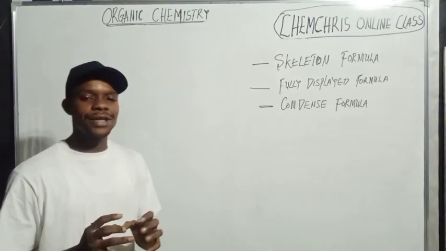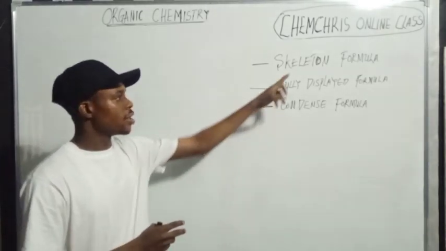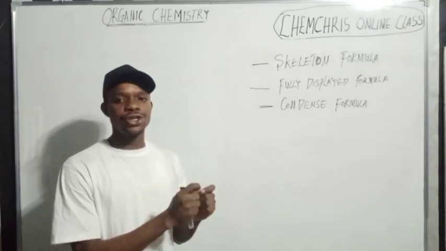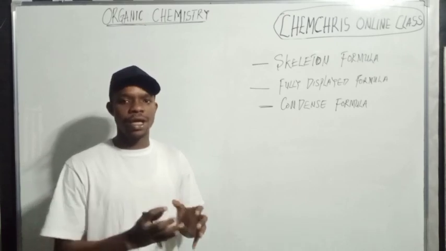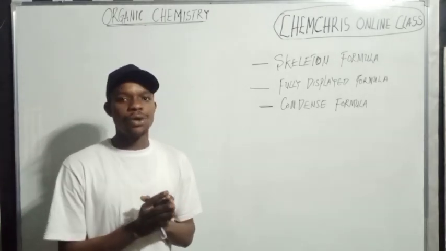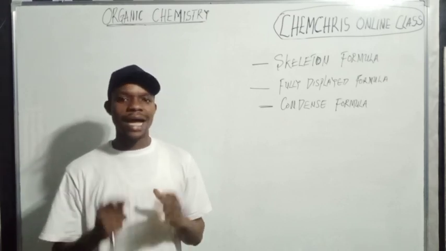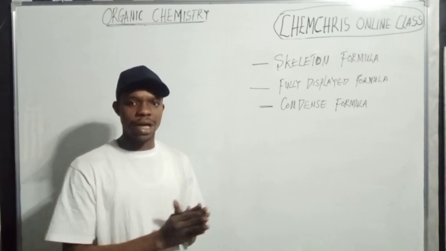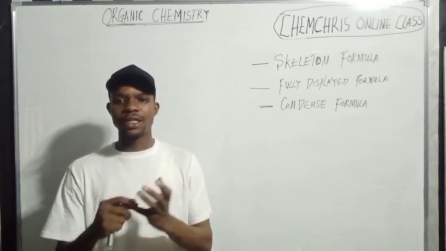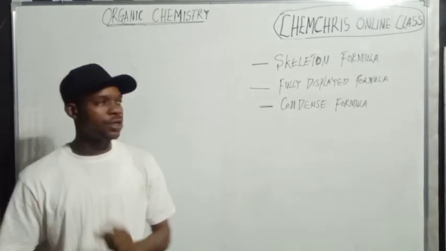I want to teach you how to draw organic structures step by step, and we are going to use the skeletal formula, the fully displayed formula, and the condensed formula. How do you use these various methods in drawing organic structures? It's very important to know this. Not only that, I also teach you how to identify the functional groups in an organic compound. Then I will teach you how to calculate the numbers of pi bonds and sigma bonds. So make sure you stick to the end of this video.